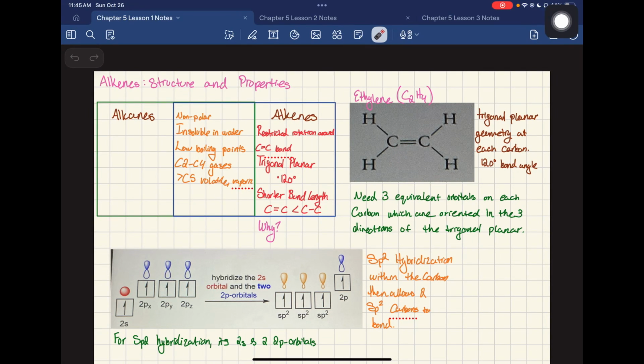Okay, so this is alkenes, structure and properties. Alkanes and alkenes are both going to be nonpolar, insoluble in water, with low boiling points. With 2 to 4 carbons, they're going to be gases, and with more than 5 carbons, they're going to be volatile and they will vaporize.